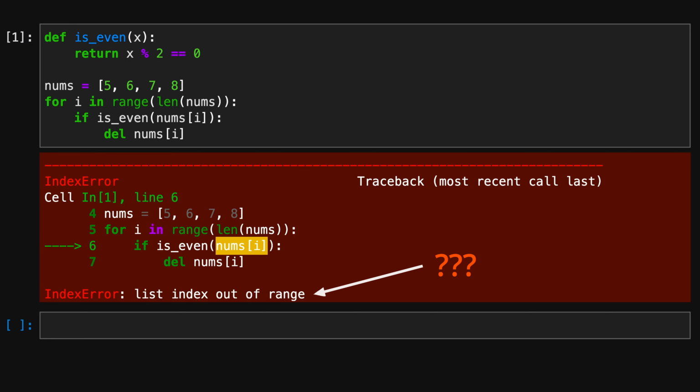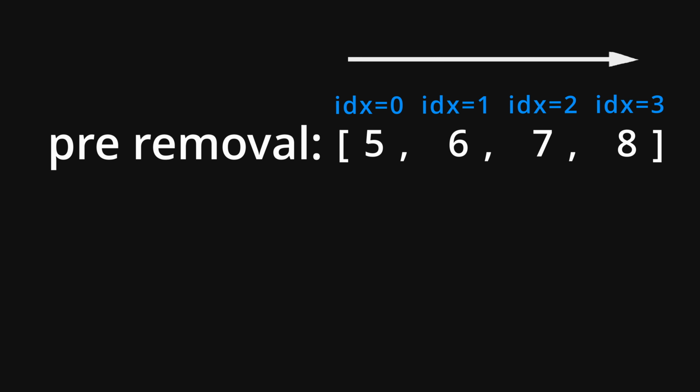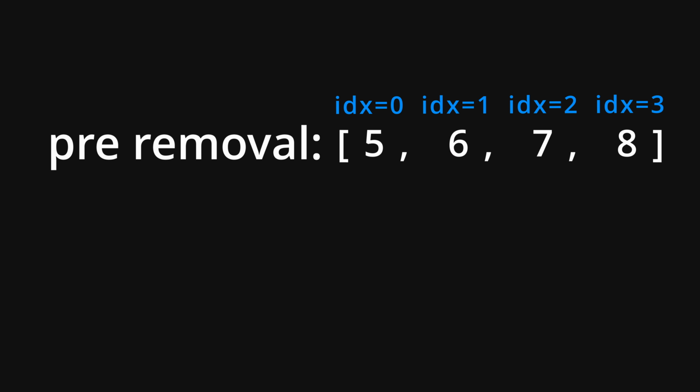How does this happen? Well, simply put, this is due to a mismatch between the index iteration sequence and changing list length. When we create the range iterator, the code will try to access indices 0, 1, 2, and 3 in that order. But after removing the second element, the list length changes and there's no longer any element at the third index. That's why we'll get an error when we try to access this index.